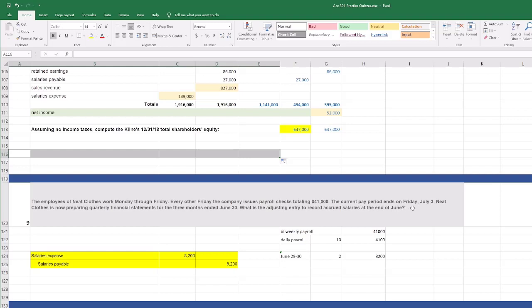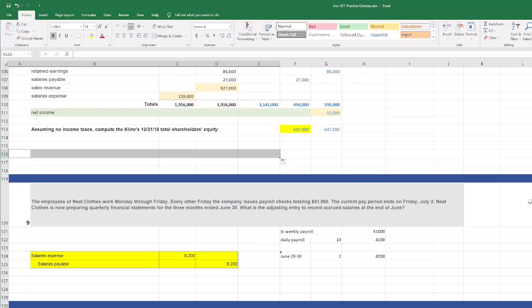The current payroll ends on July 3rd. Neat Clothes is now preparing quarterly financial statements for 3 months ending June 30th. What is the adjusting entry to record the accrued salaries as of June 30th? Because if you're paid every other Friday, you do not get a special check on the last day of the month. So we are going to accrue that expense, recognize that we owe it, and then pay it next time payroll happens, which is going to be on July 3rd.